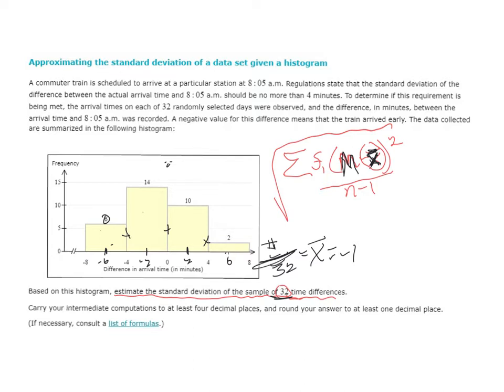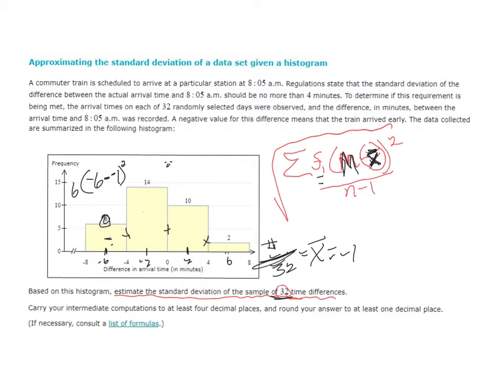So the midpoint of this bar here is -6. So I take the midpoint, -6. I subtract the mean, which we just found out was -1. I square that, and then I multiply that times the frequency of that bar, which in our case was 6. So there'll be a 6 out there.